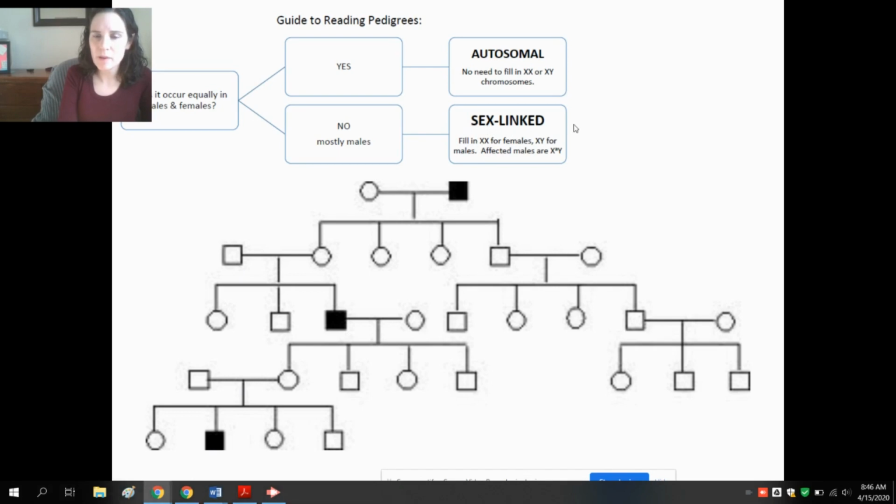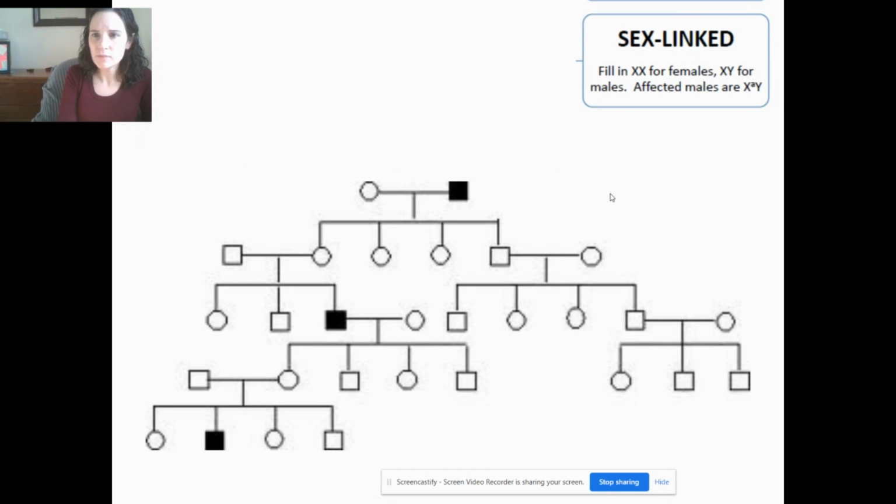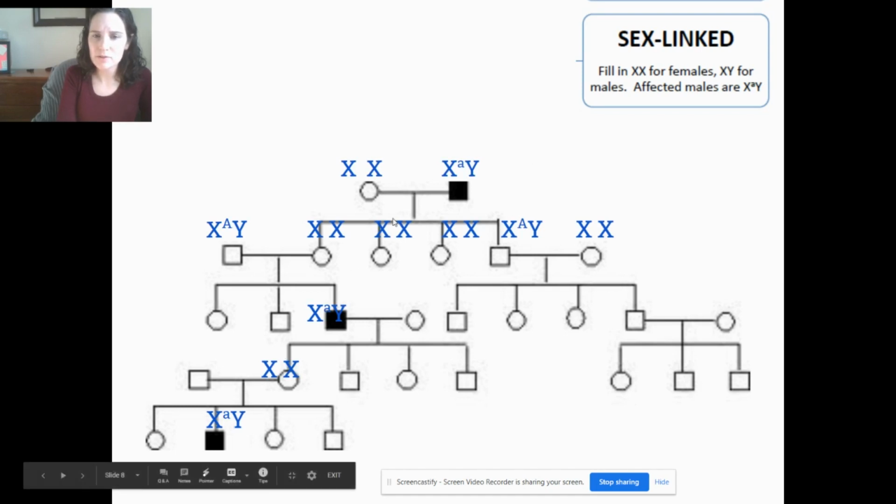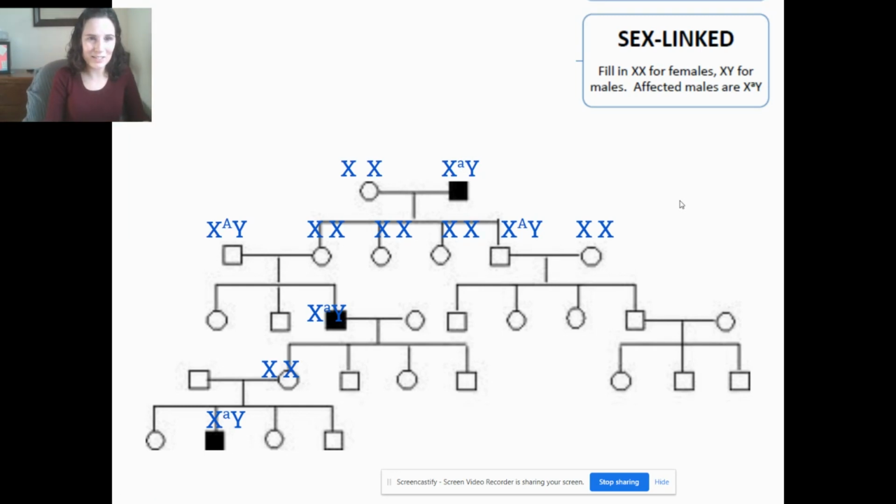We're going to need to remember our sex chromosomes. XX for a female, XY for a male. And it tells us here that all affected males, our three shaded in boxes here, are going to be X little a Y. So we're going to start building our pedigree, start writing those in with the males being X little a Y. And all of the females are going to just be XX. Now hang with me. I know this looks crazy and it looks like it's going to be a ton of work to do, but it's actually not so bad.